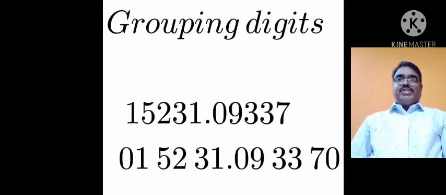Now what about the decimal part? Starting from the decimal point, making 09 as one group, 33 as another group, 7 is left behind. By taking 0 to the right side of 7, you can make 70 as another group. After that, you start doing the square root of the given number.